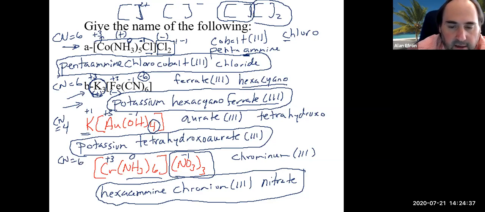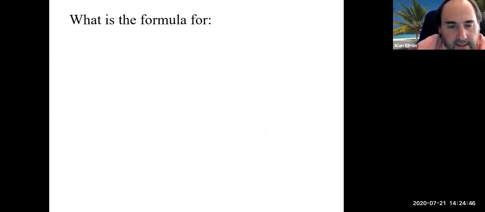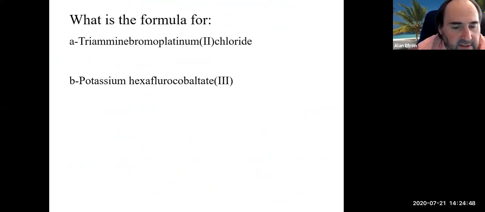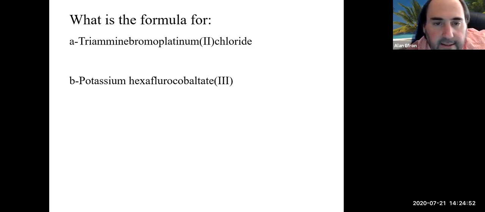Any questions on putting those together? We have 2 more, I think, just to finish up here. So why don't you give those a try? These, we're looking for the formulas for each of these. So see what you come up with, and then we will talk about it.